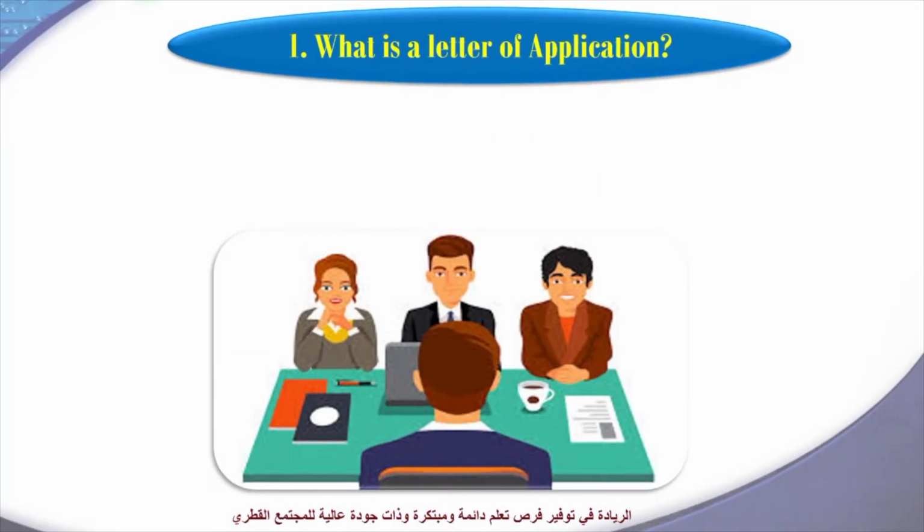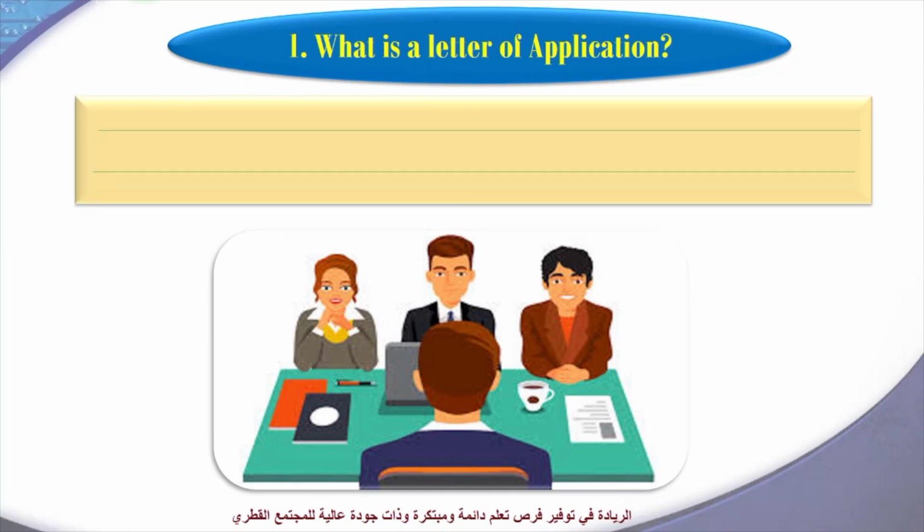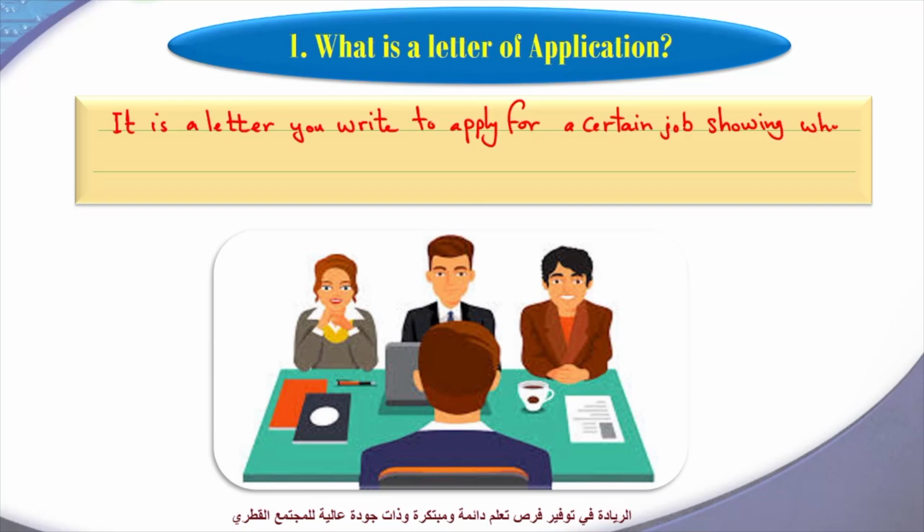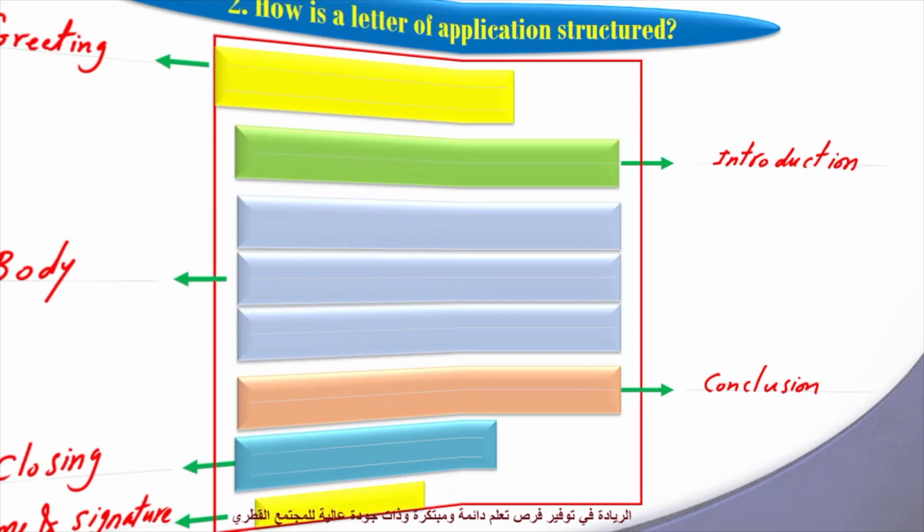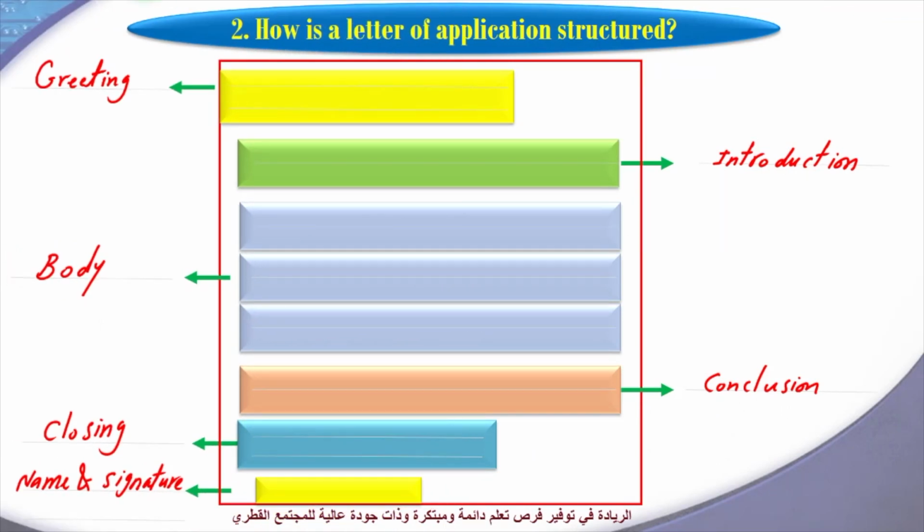Let's start. What is a letter of application exactly? A letter of application can be defined as a letter that you write to apply for a certain job, showing why you are suitable for it. So you write a letter to apply for a certain job, showing the employers why you are suitable for it. Number 2, how is a letter of application structured?